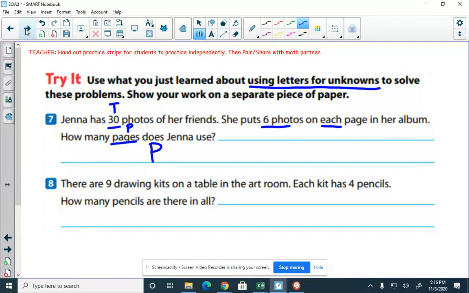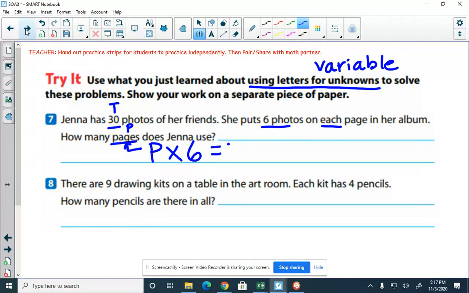When you have an unknown, that's called a variable. This is actually algebra. I didn't learn algebra until I was in middle school, high school. But it's really not that hard. We're just putting it into learning our times facts, our fact families. So I don't know how many groups. That P stands for my pages, which is your groups. But I do know I'm going to put 6 into each group or on each page.